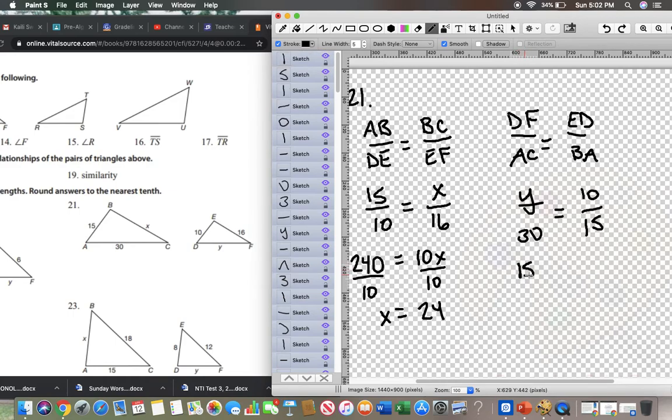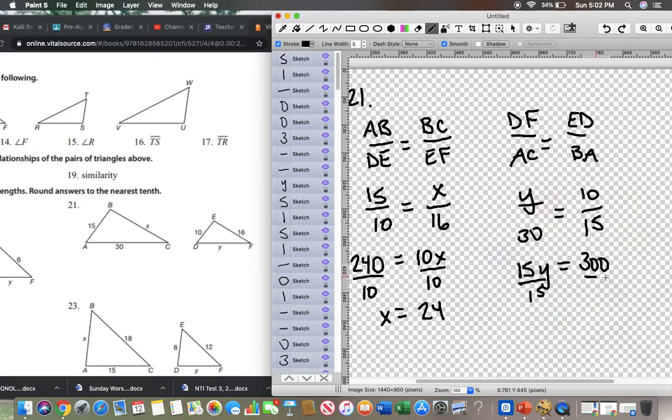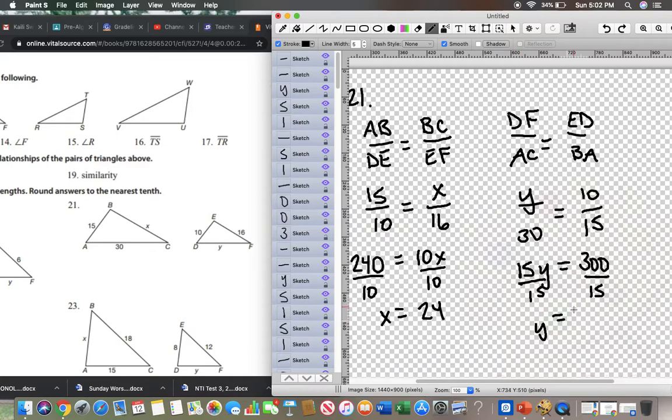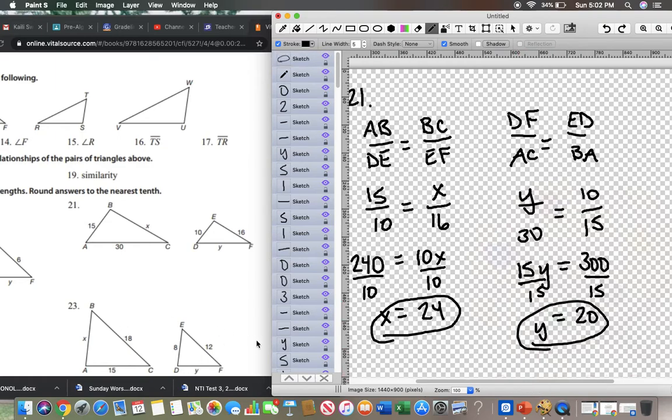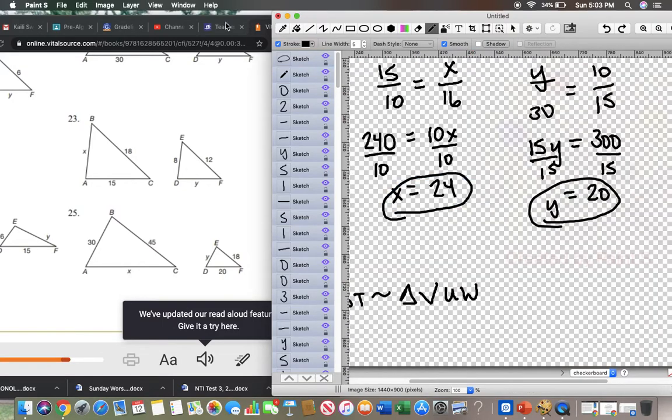Let's cross multiply. That's 15y is equal to 30 times 10, which is 300. Divide both sides by 15, so therefore y is equivalent to 20. Here are my two missing values. Make sure you find all the missing values in each of these problems here. Let's do one more of these, number 25. And yes, you may use your calculator for these.